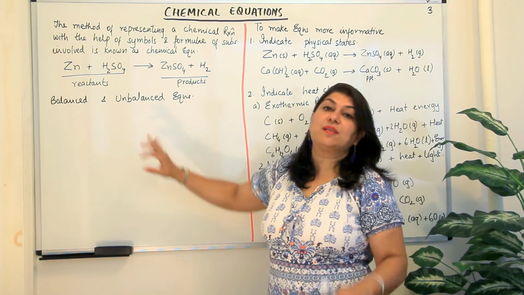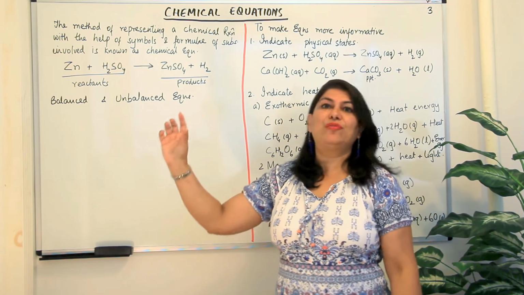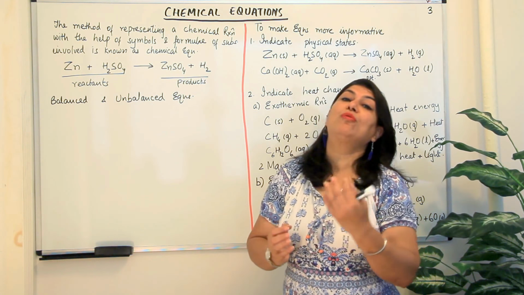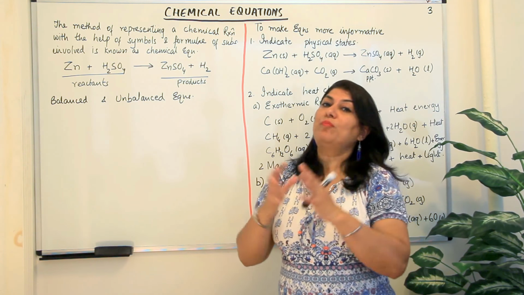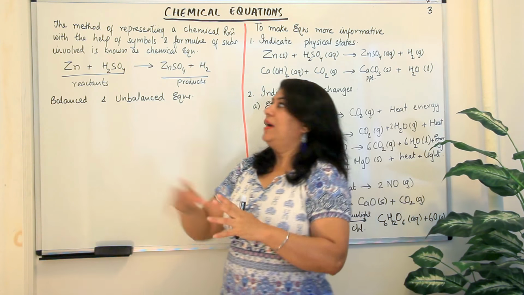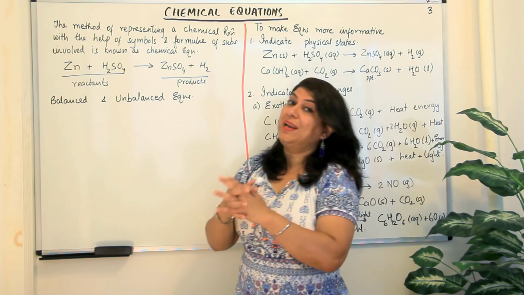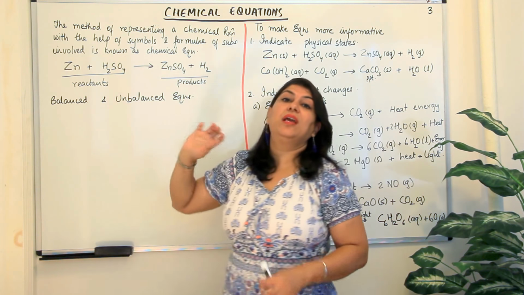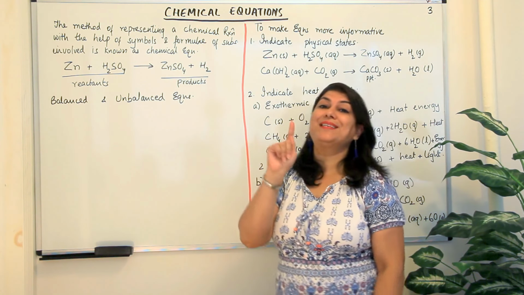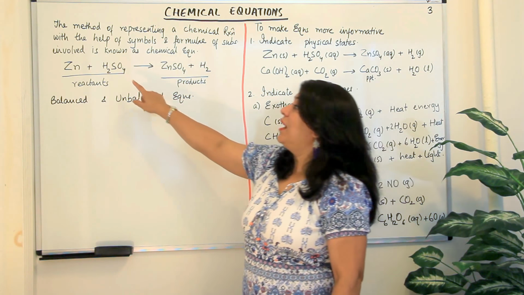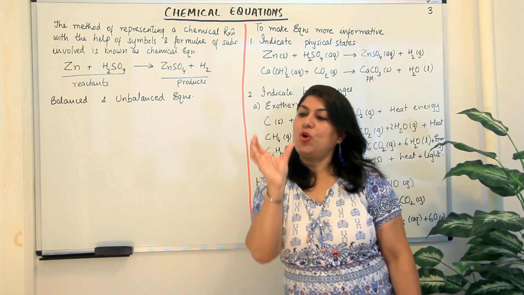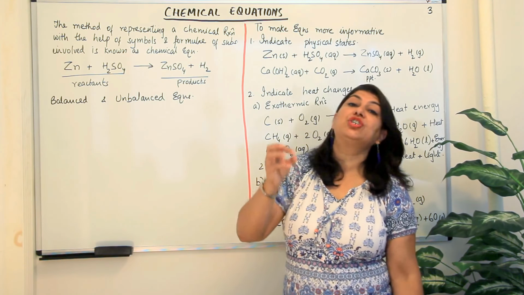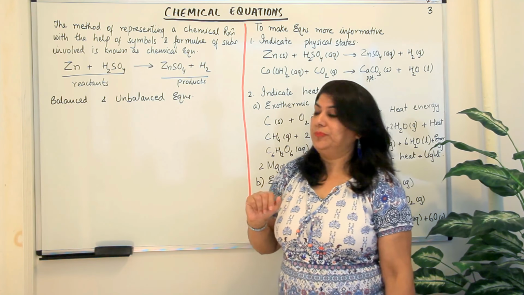But these atoms may not be present in the form of atoms in nature, and they are usually present in the form of molecules. A molecule could be of one element, or it could be of more than one element. These molecules cannot be represented by single symbols. A molecule is represented by which elements are present in that molecule and how many atoms of which element are present in that molecule.